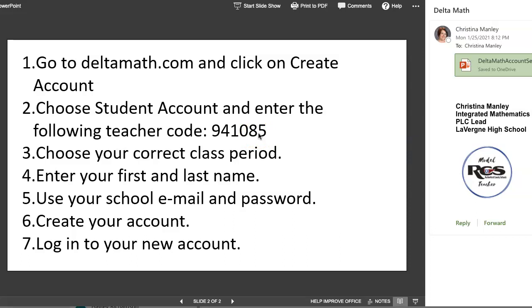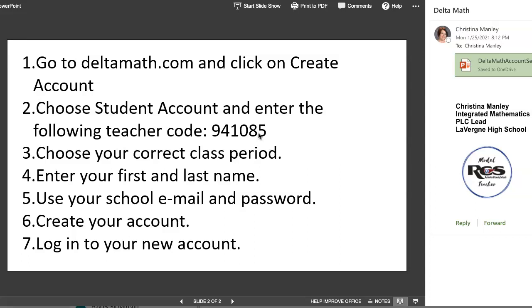So you're going to put in your code, choose your correct class period. So make sure that you look in Kidem to see which class period you're actually in. And then you're going to enter the information that it asks you to enter, including your first and last name. If you have not set up a Delta Math account before, you're going to use your school email and your school password, with one exception.